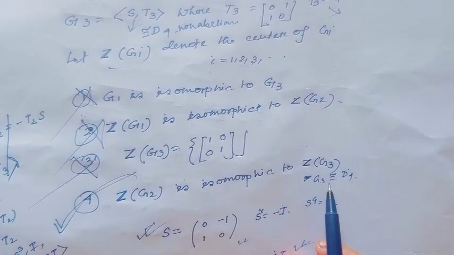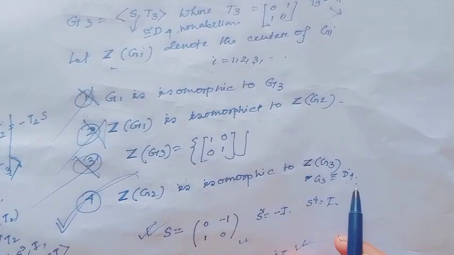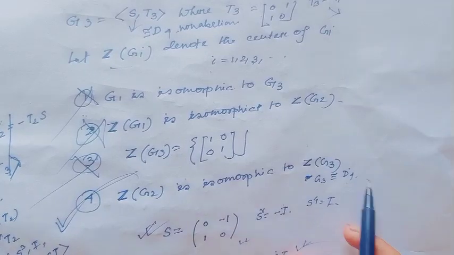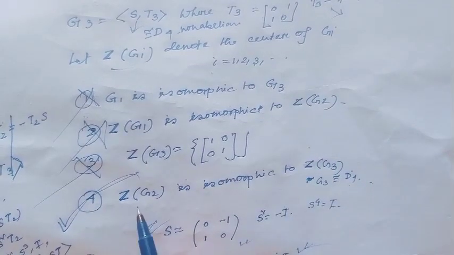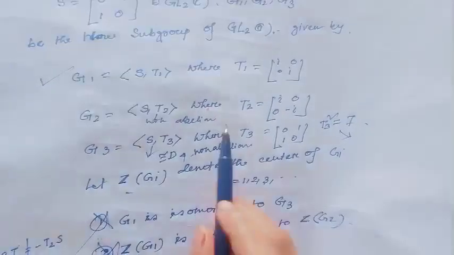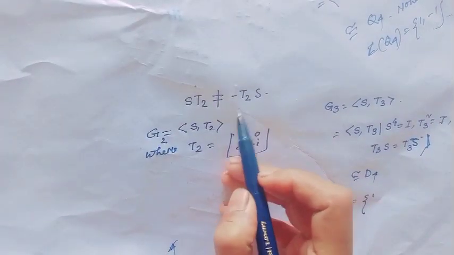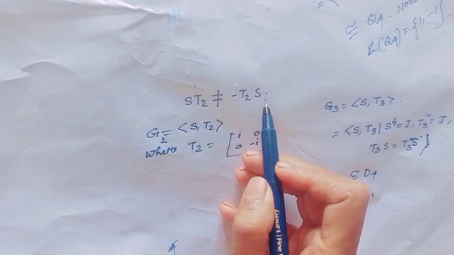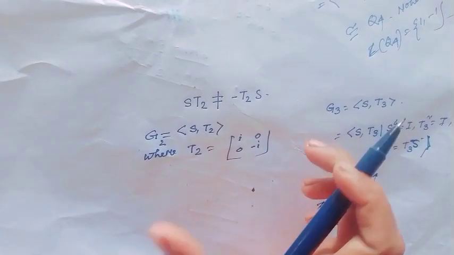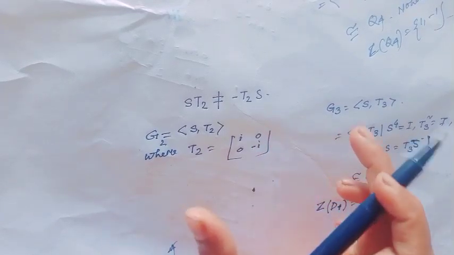Because I have got G3 is isomorphic to D4, which is obviously non-abelian, and we all of us know the center of D4 has 2 elements. Here the question is Z(G2) isomorphic to Z(G3). G2 is this group and I have got that S, T2 does not commute with minus T2S. So obviously this is a non-abelian group. That means G2 and G3 are both non-abelian groups. Here the question is about Z(G2) being isomorphic to Z(G3).